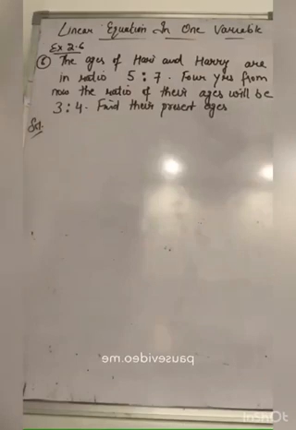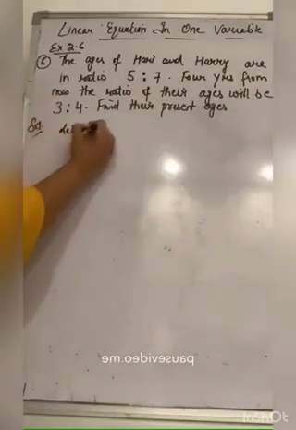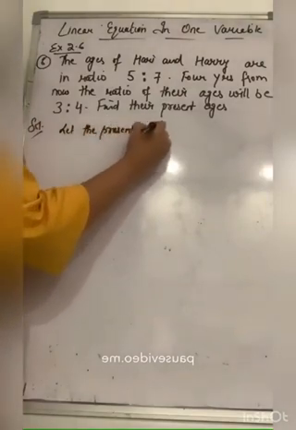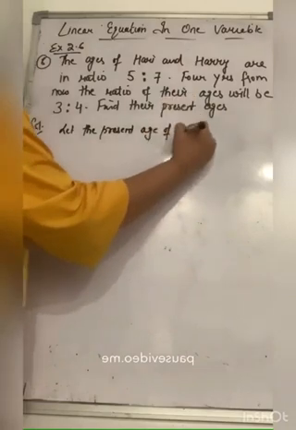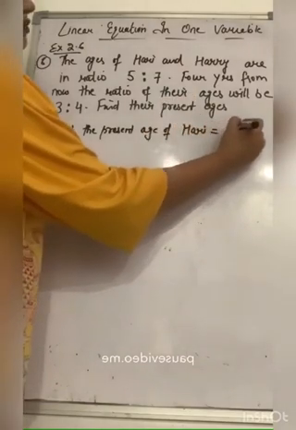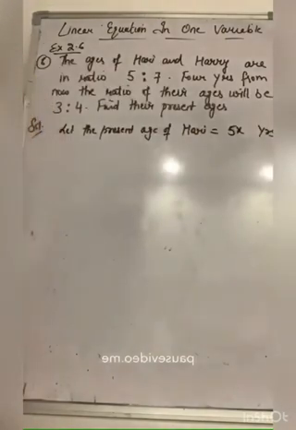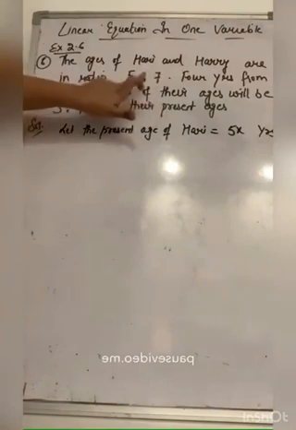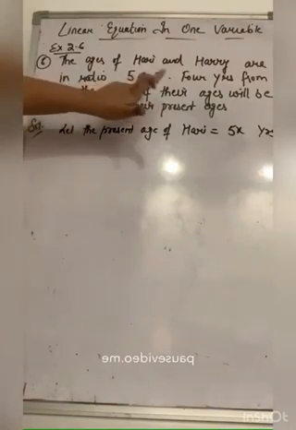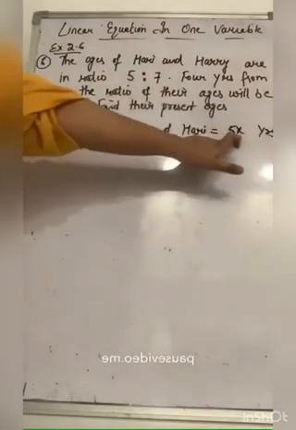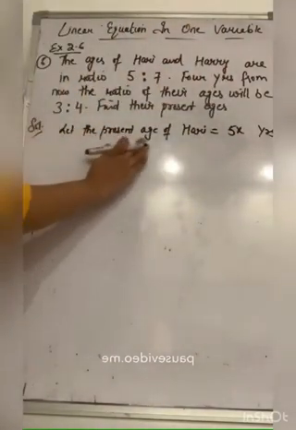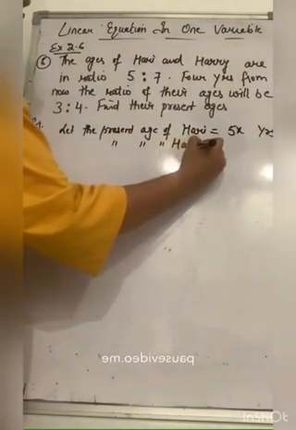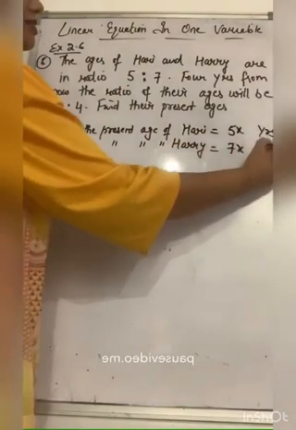So now, let us suppose that the present age of Hari is 5x years. What is the ratio of the ages of Hari and Harry? 5:7. So when we remove the ratio sign, we write any constant with it, and let us say that constant is x. So let the present age of Hari be 5x years and the present age of Harry be 7x years.